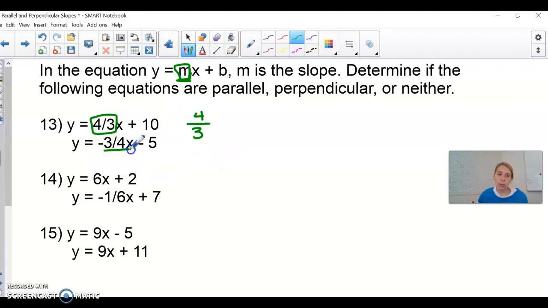And in the second one, we have -3/4. Now you have to ask yourself, parallel means are they the same? So are these two the exact same? No. Perpendicular is negative reciprocals. So did they flip and did the signs switch? Well, here I had 4 on top, 3 on the bottom. Here I have 3 on top, 4 on the bottom. So they flipped. This sign was positive. Now it's negative. So it was the negative reciprocal. So this one is perpendicular.